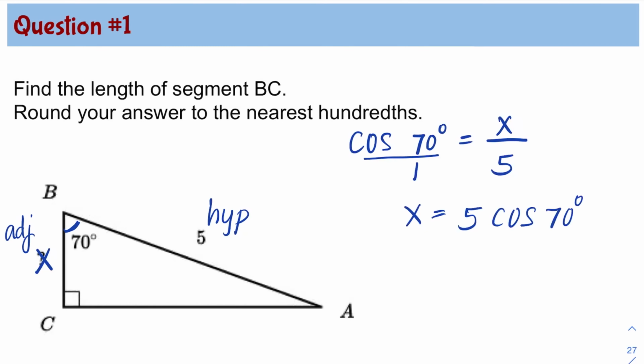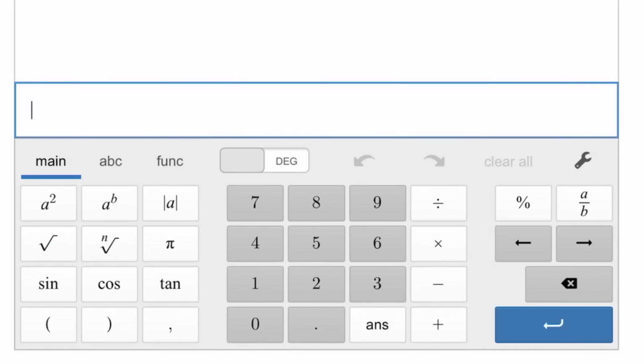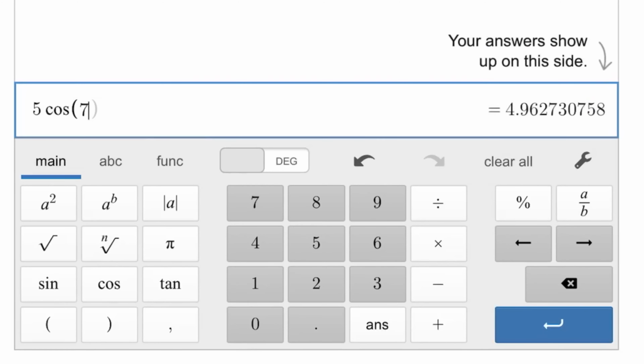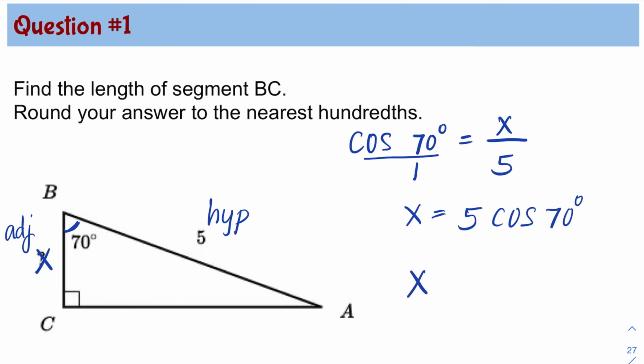Now using your calculator, let's plug in 5 cosine 70 degrees. Make sure that your calculator is in degree mode and not radian. So we have 5 cosine 70 degrees. So the answer is 1.71.